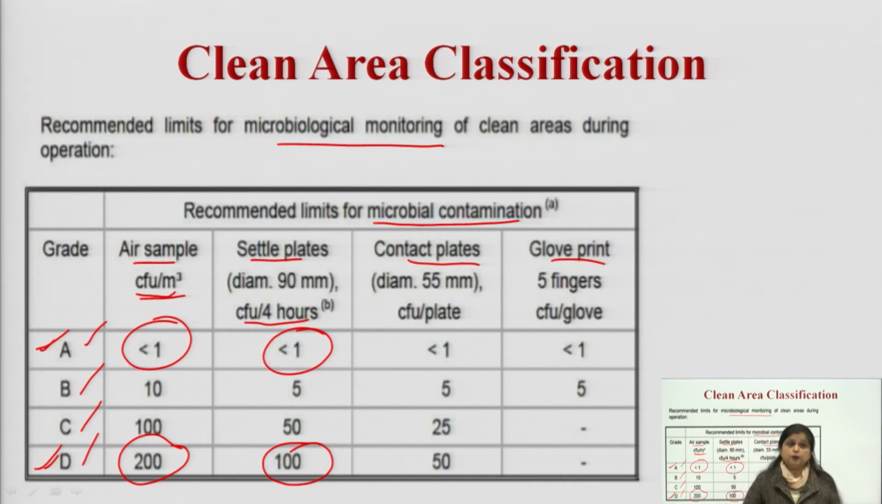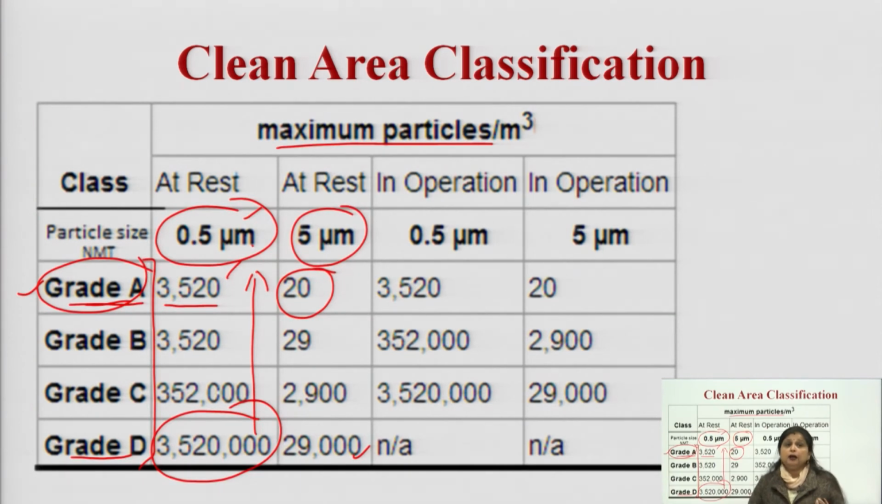The area which will have a large number of microorganisms will be grade D, and the area which will have less than 1 microorganism will be graded as grade A, that is the aseptic area, that will be free from microorganisms and free from dust particles. So this table is based on microbial contamination, and the previous table was based on particle contamination, that is dust particle contamination.